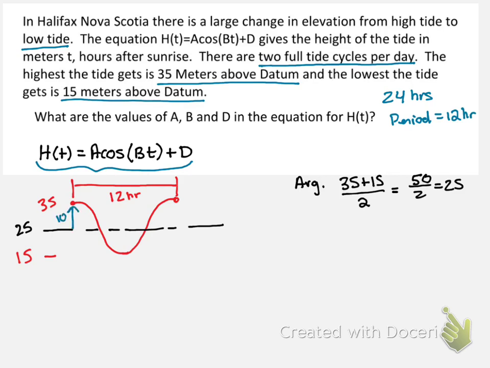So I'm 10 above, 10 below. And I know my midline is that 25. So that means D is my 25, or my midline. A is 10. And because we start high in our picture, then this will be a positive 10.